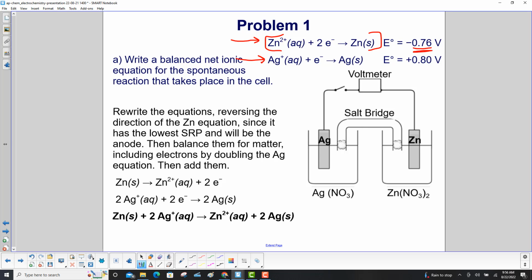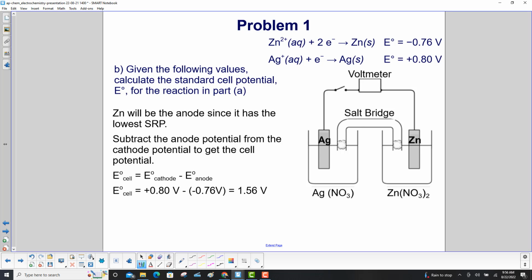Then add them together. So here's zinc, just as it's shown above. Here's the reversed and doubled silver reaction. Add them together, the electrons go out now, and here we go. That's our answer.